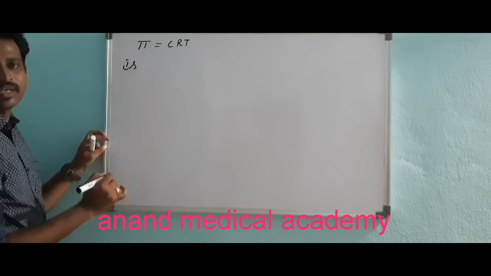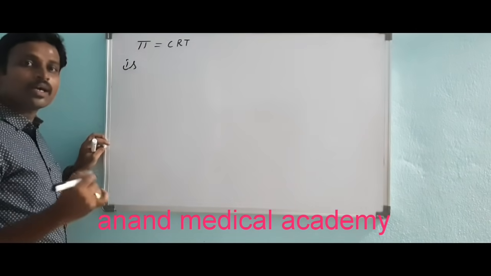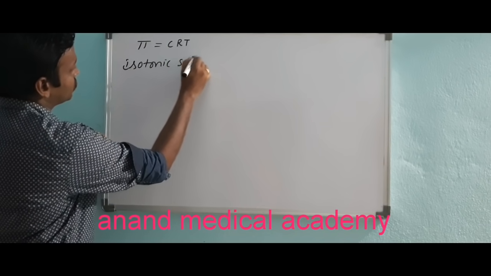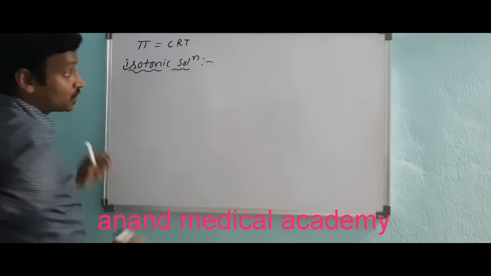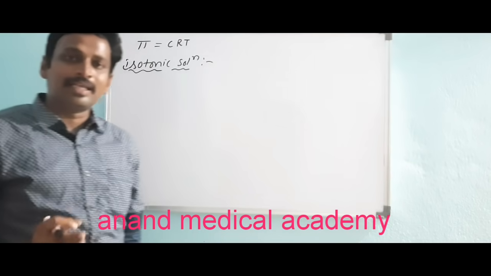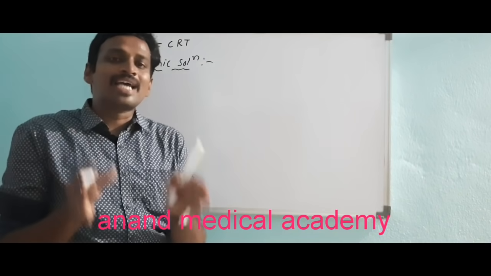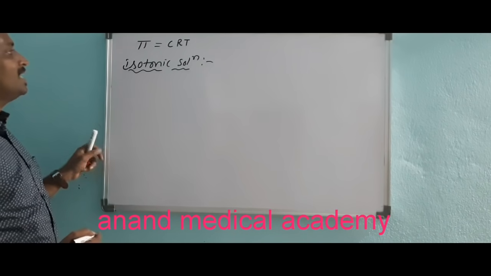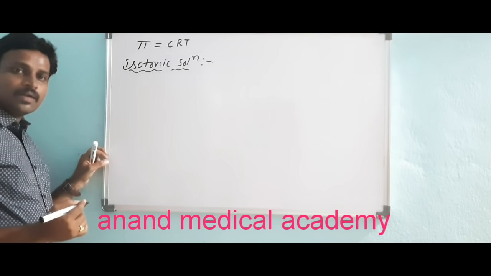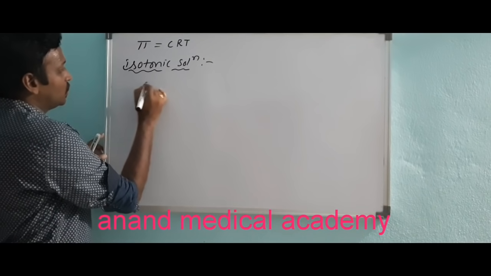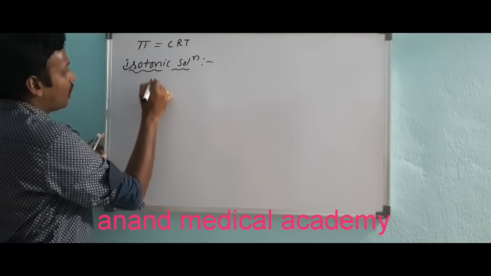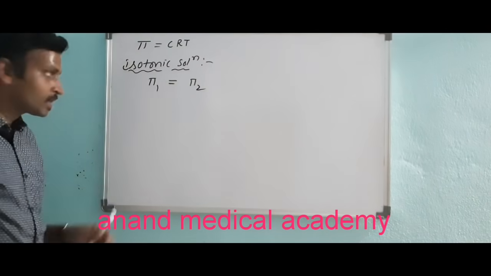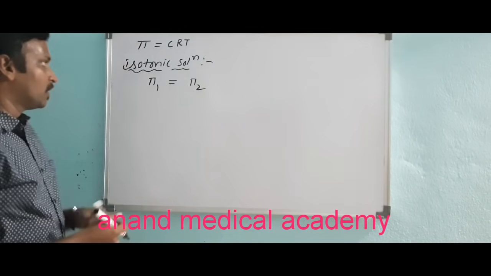You know already, if two solutions have the same osmotic pressure, they are called isotonic. Isotonic solutions means the particular solutions which have the same osmotic pressure are called isotonic solutions. Got it? So here two solutions having particular osmotic pressures, pi 1 and pi 2, both are the same. Pi 1 is equal to pi 2. They are isotonic.